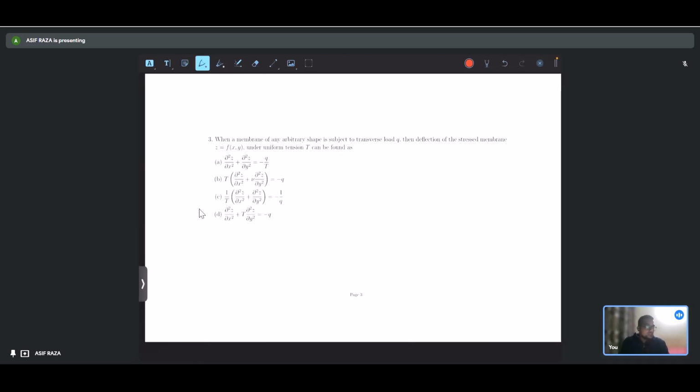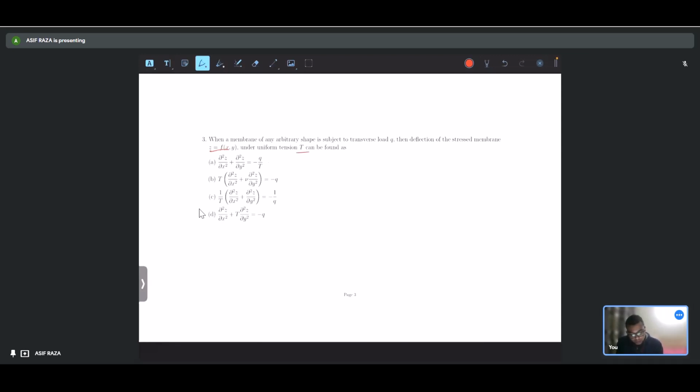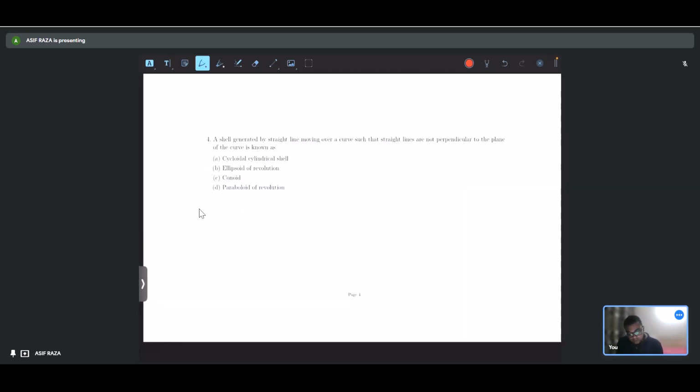Third question. When a membrane of any arbitrary shape is subjected to transverse load Q, then the deflection of the stretched membrane, Z equal to f(x, y), under uniform tension T can be found as. So, as you have seen in module 8, it's given by del square Z equal to minus Q by T, that is del square Z by del x square plus del square Z by del y square equal to minus Q by T. So the correct answer would be option A. Let's move on to the next question.